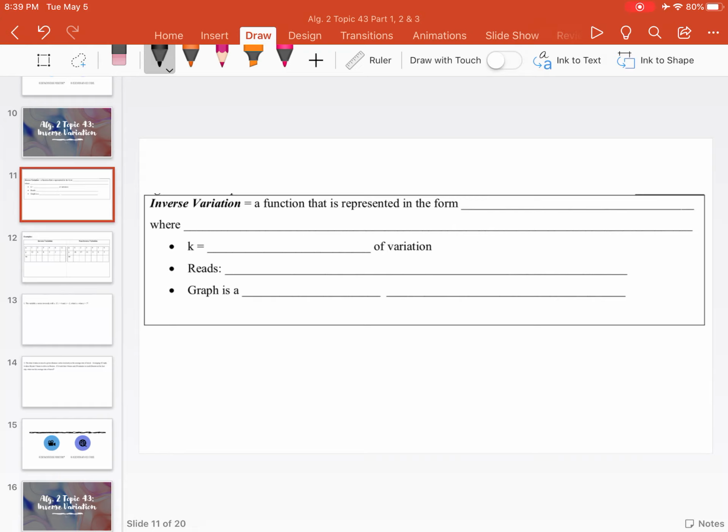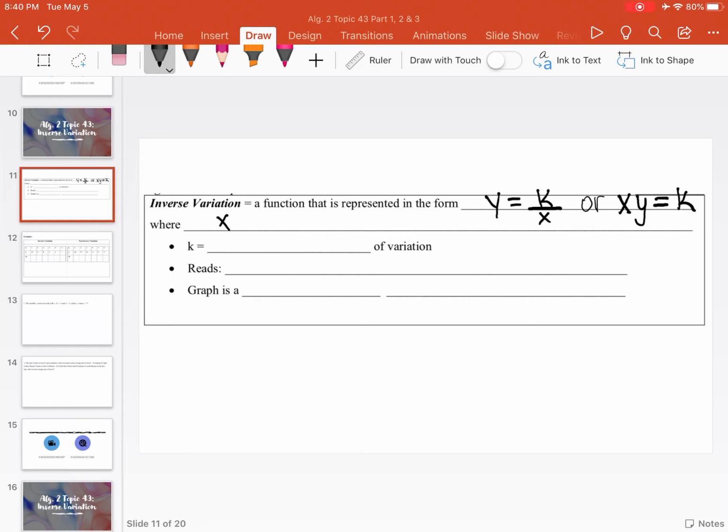Inverse variation is a function that's represented in the form y equals k divided by x. Or, sometimes you may see x times y equals k. And that's because if you take the first equation that we wrote down and multiply both sides by x over 1, you'll get the second equation, xy equals k.